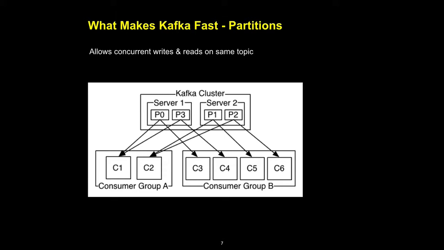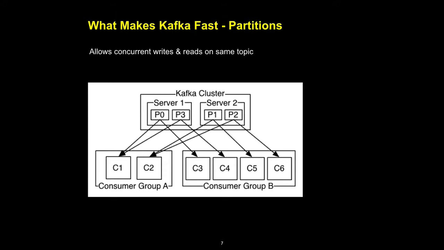So what makes it fast? Well, part of it's partitions, right? A single topic can have multiple partitions, and so when you're reading and writing to it, different servers can be writing to different partitions, and different clients can concurrently read from different partitions, right? And partitions run on different machines. So I can take a topic and break it into many partitions, and that allows multiple machines to read and write to that topic at the same time.